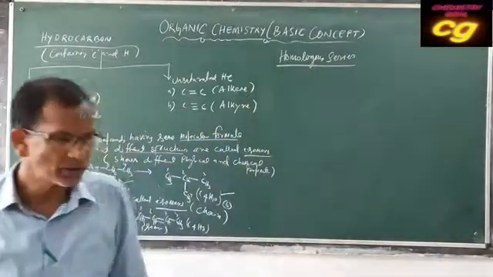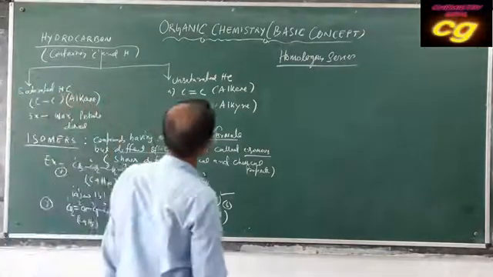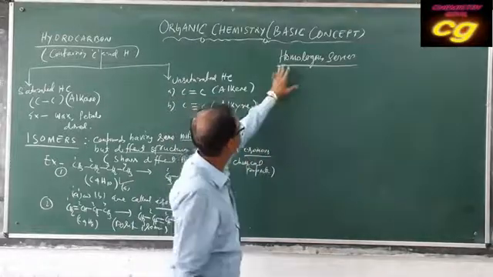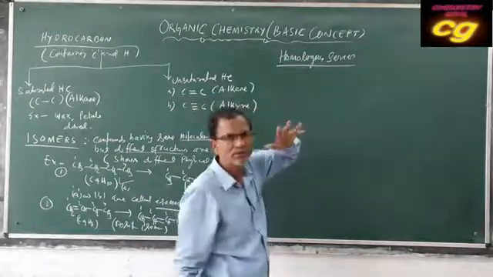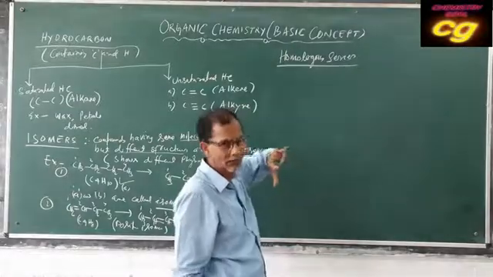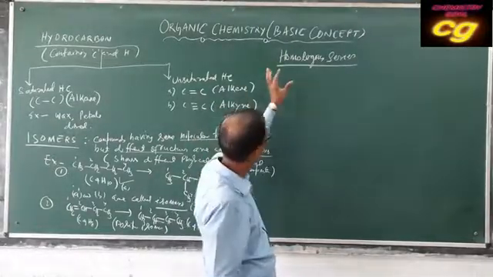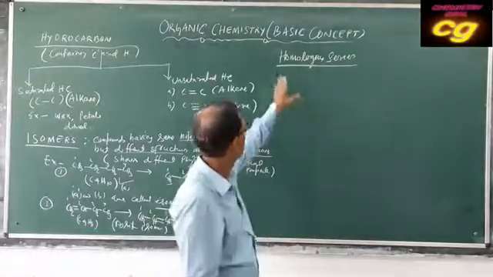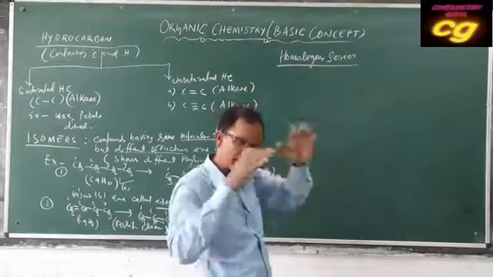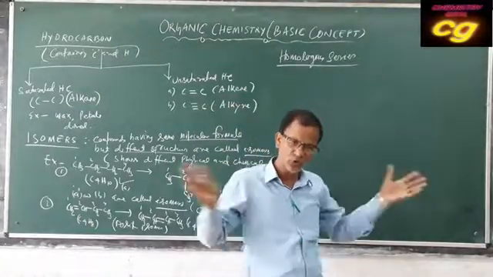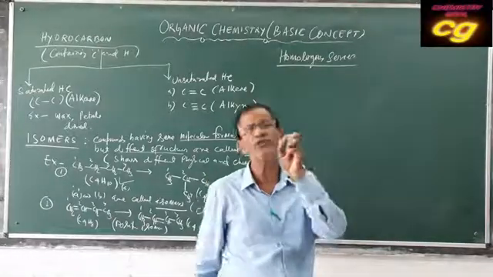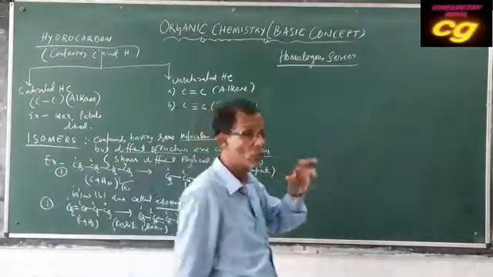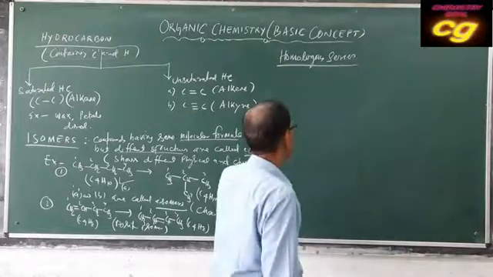Homologous series is also a very important concept in organic chemistry, that is, the formation of homologous compounds. You see the term, homo means same, logos means different parts. Something is the same, but something is different. So if you take them together, that will be a homologous series. What is the factual definition of homologous series? Which type of organic compounds are homologous to each other? We know this thing.